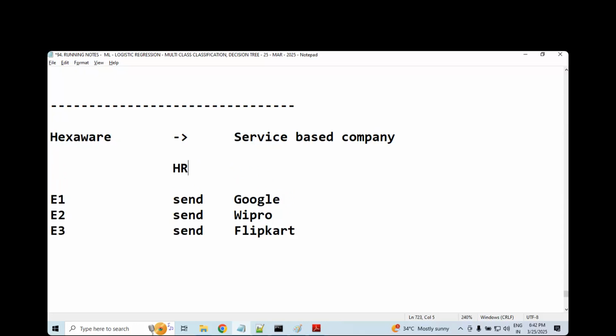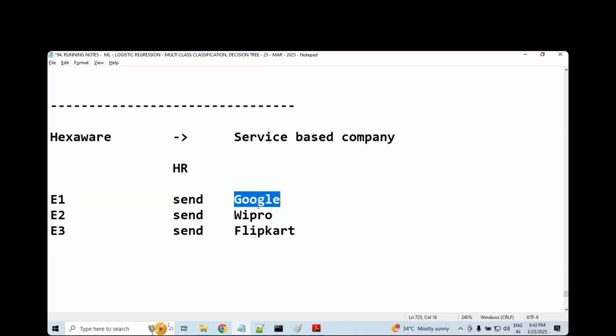HR is supposed to decide the salary. Now imagine an employee joined Hexaware and is going to Google. How much salary do we need to give? HR will decide, of course, based on performance only. There is some negotiation. Imagine you are asking for 40 lakhs; the company will not give it immediately. There is a negotiation discussion. Are you with me?